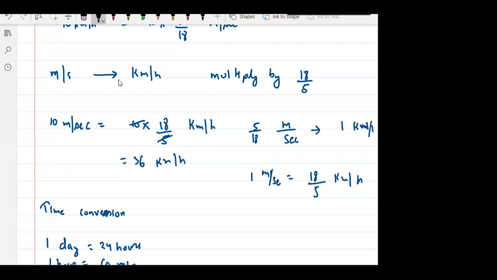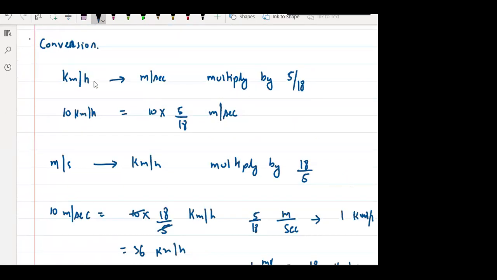Sir, if you are converting kilometer per hour into meter per second, you have to multiply by 5 by 18, है ना? Remember this. Kilometer per hour into meter per second, multiply by 5 by 18. Now, if you are converting meter per second into kilometer per hour, then you have to multiply by 18 by 5.